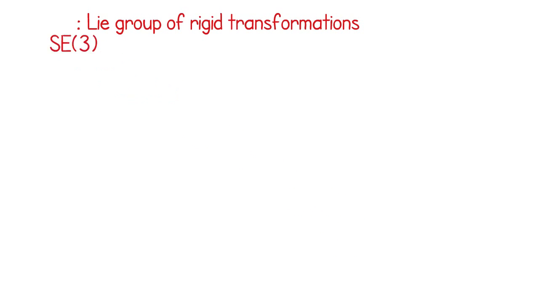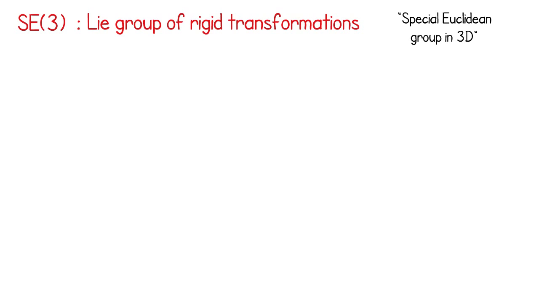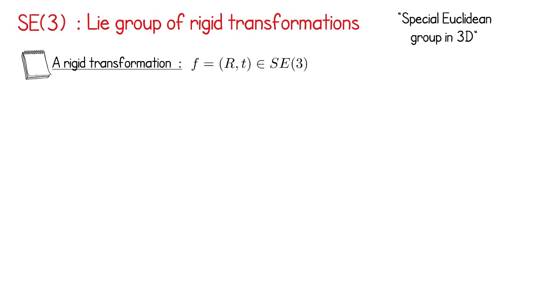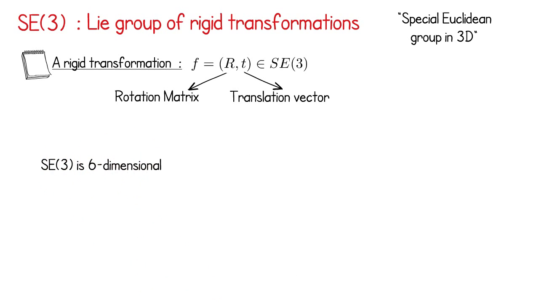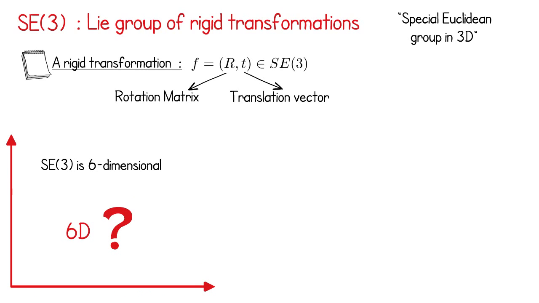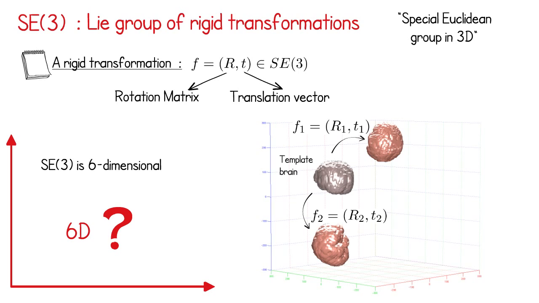SE3 stands for Special Euclidean Group in 3D. A rigid transformation F is a combination of a rotation and a translation, and hence characterized by 6 parameters, 3 for the rotation and 3 for the translation. In other words, SE3 is 6-dimensional. Of course, it's difficult to visualize F as a point in 6D. In this video, we show the action of F on the template brain.